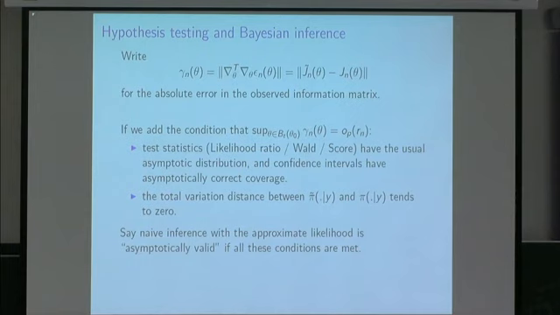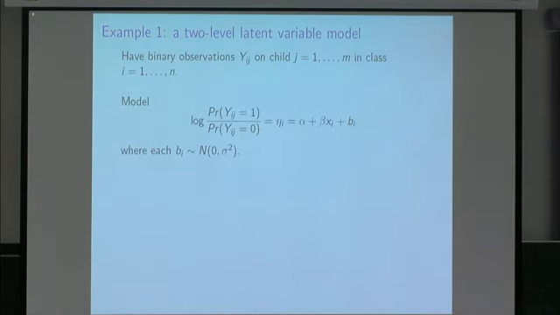Now I have all these conditions, so I want to go back to the examples that I started with and apply them. First of all, let's go back to my latent variable model, my GLMM, where I have m observations, m children, on each of n latent variables, the n classes.